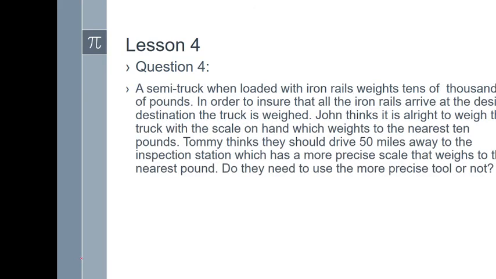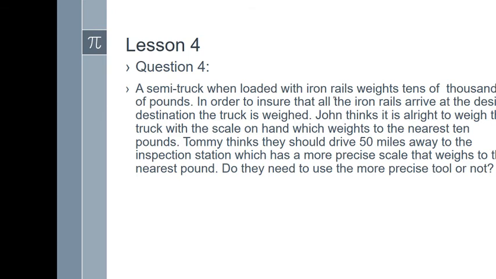All right, so question 4. It says, a semi-truck when loaded with iron rails weighs tens of thousands of pounds. In order to ensure that all the iron rails arrive at the destination, the truck is weighed. John thinks it's all right to weigh the truck with the scale on hand, which weighs to the nearest 10 pounds. Tommy thinks they should drive 50 miles away to the inspection station, which has a more precise scale that weighs to the nearest pound. Do they need to use the more precise tool or not?